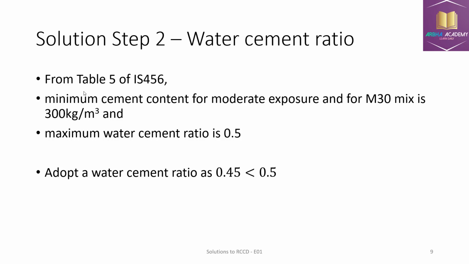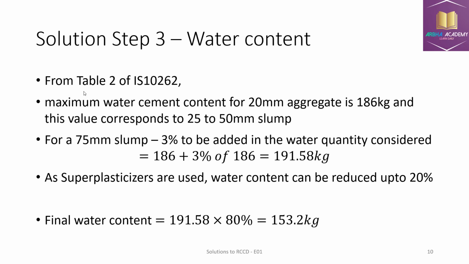Followed by step 2, the determination of water cement ratio. The minimum cement content we have already taken as data, so it is 300 kg per m cube. But the maximum water cement ratio for this minimum cement content is 0.5, which is taken from table 5 of IS 456. So we are going to adopt a water cement ratio which is less than 0.5. We are going to take 0.45 as the value.